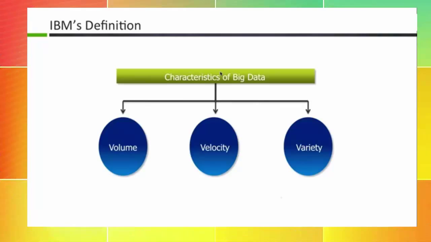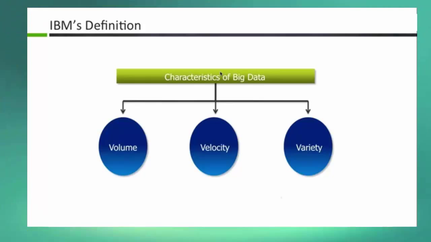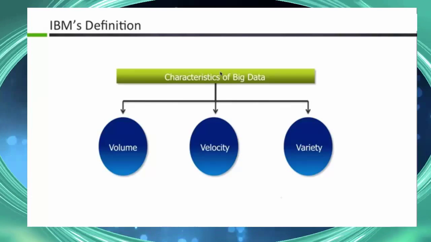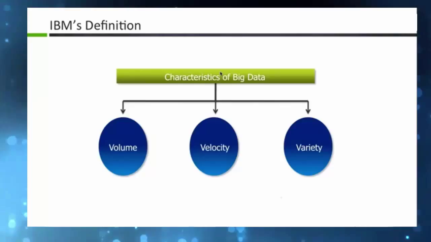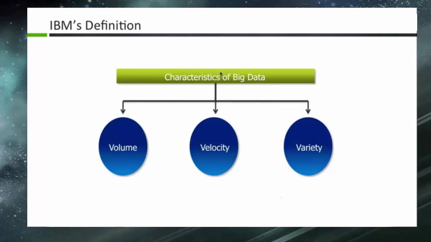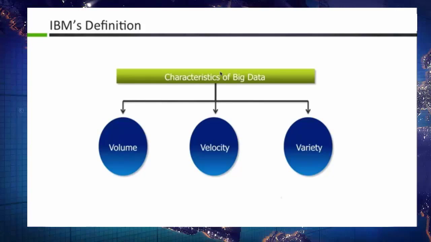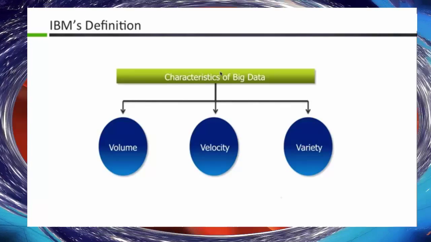Volume means the amount of data which is being generated, which we know is huge. Usually data in terms of terabytes and petabytes is classified as big data. Velocity is the speed at which the data is getting generated. Facebook is generating 500 terabytes of data every day, or NYSE is generating 1 terabyte of data every day. So this is how velocity is defined.